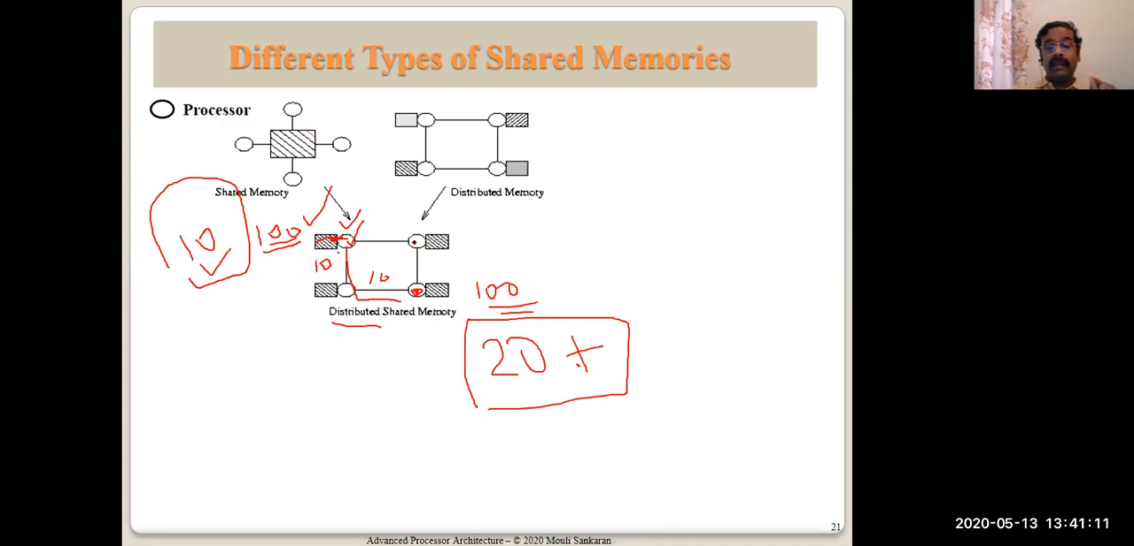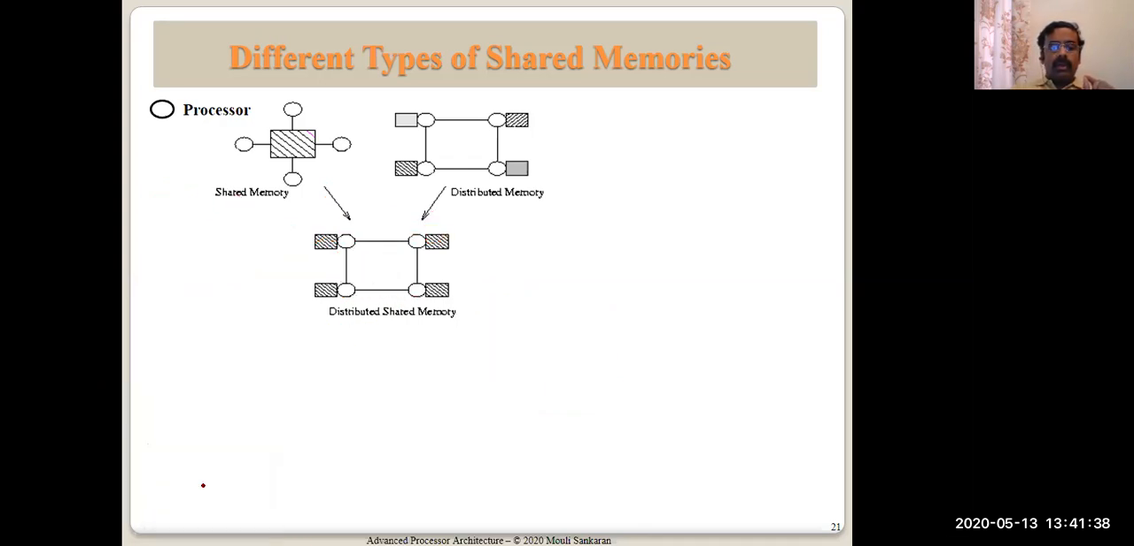They will be taking different number of cycles based on where exactly that location is physically. Whether it is directly connected, or it can be reached with one interface, or it has to be reached with two interfaces. It depends on the physical distance between the processors, and the link speed, all that will come into the picture. This is called distributed shared memory.